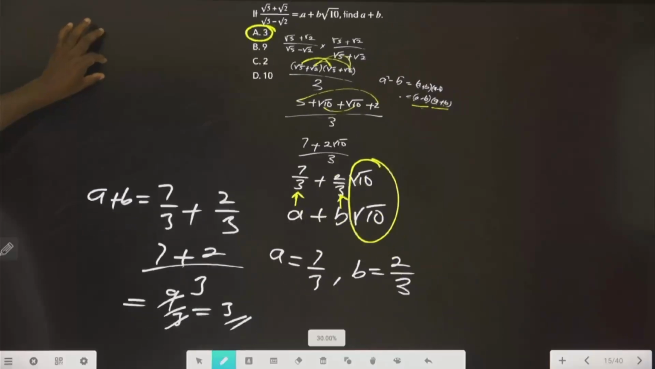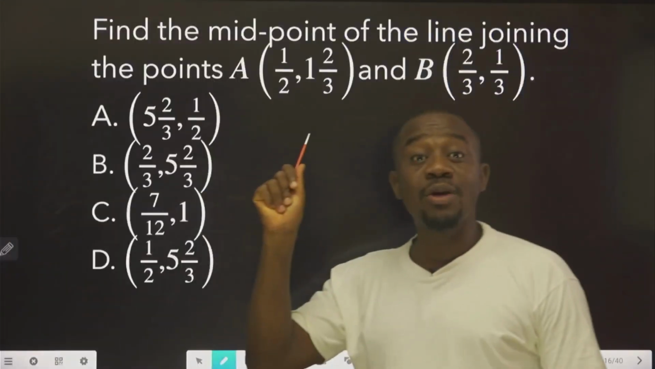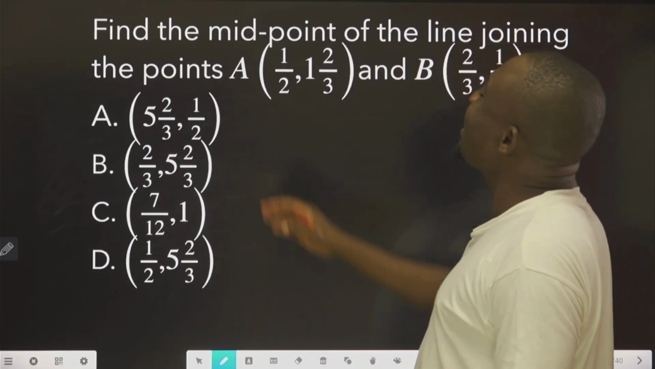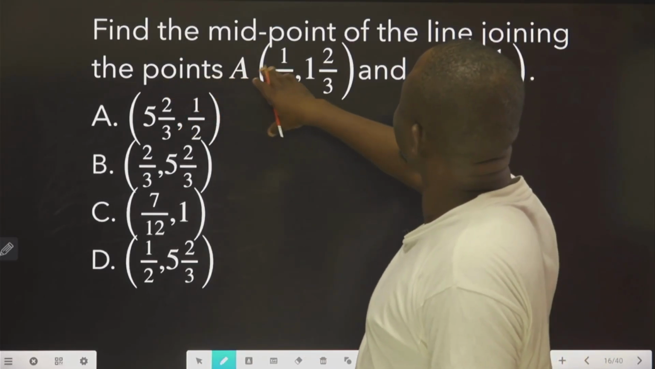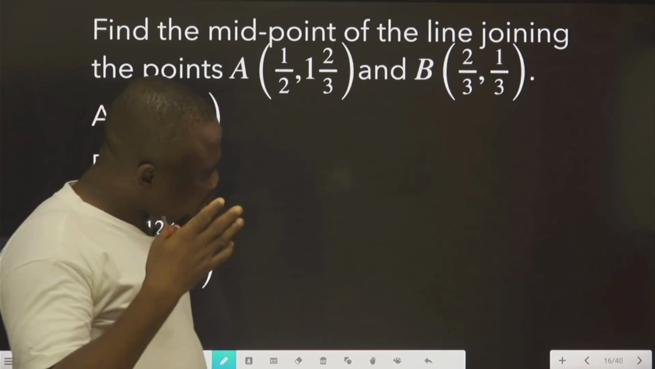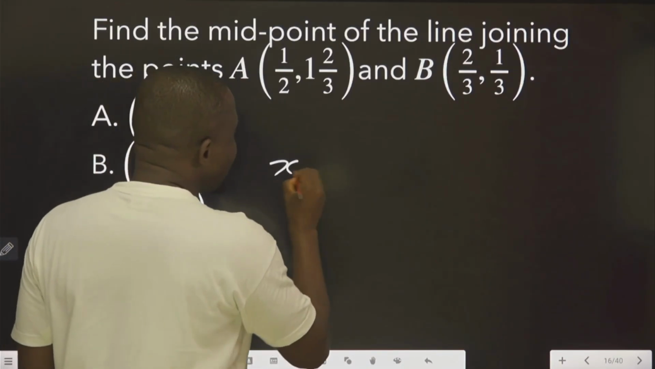Okay? Hope you understand all the explanation. Let's look at this. It says, find the midpoint of the line joining the point this and this. Midpoint. How do you get midpoint? How do you get midpoint? You have to remember that midpoint is always this.